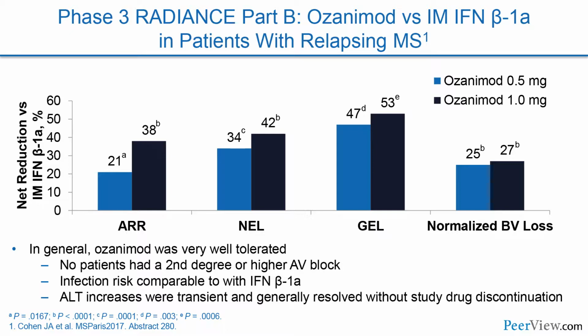Significantly reduced brain volume loss, cortical gray volume loss, and thalamic volume loss was also observed. In general, ozanimod was very well tolerated. No subjects had a second-degree or higher AV block. The infection risk with ozanimod was comparable to interferon beta-1a.